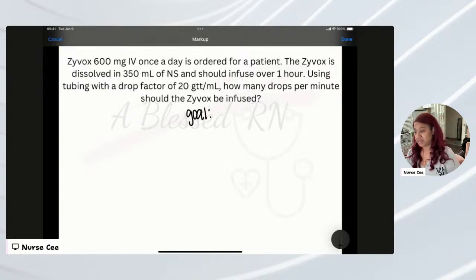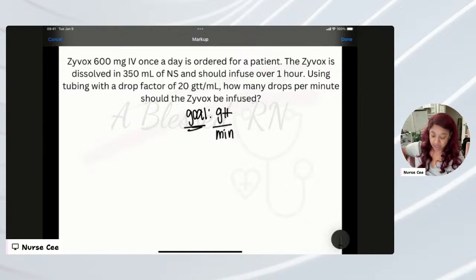Yes, y'all got this semester. All right, so drops on the top and minutes on the bottom. And remember, this is our friend. This is our goal. This is what we're going to use, right? So remember when I said that we're looking for volume over time. So we're looking for volume and time. Are we looking for milligram, gram, microgram? Fluff.